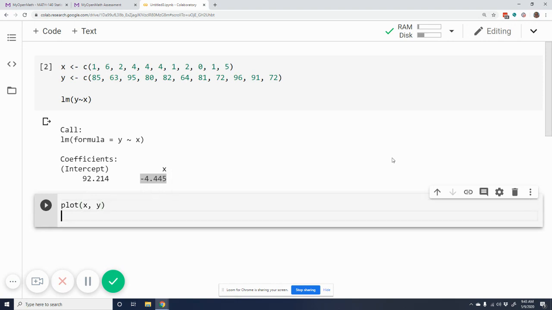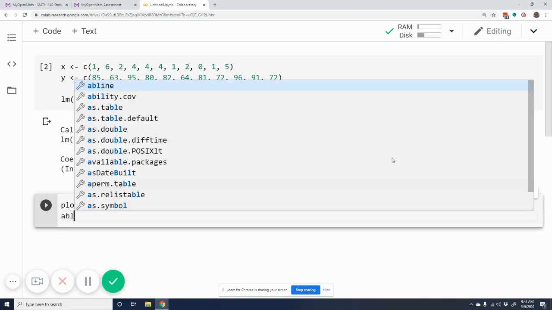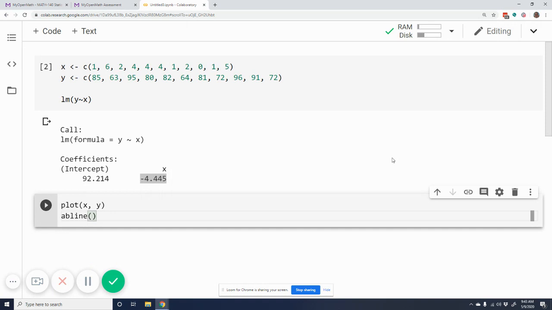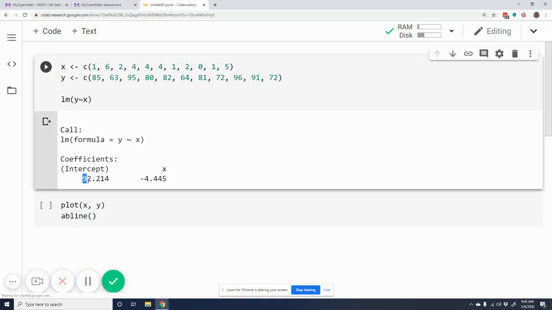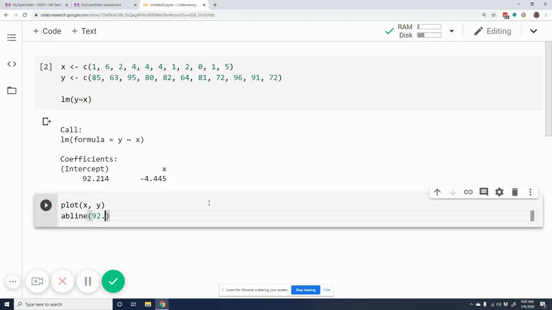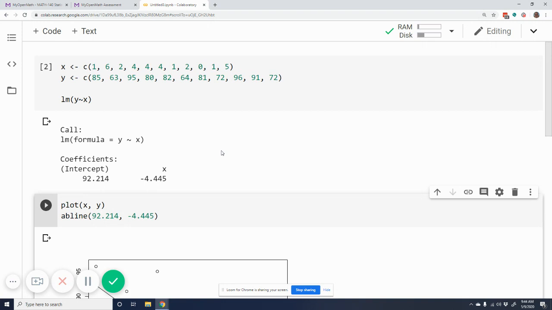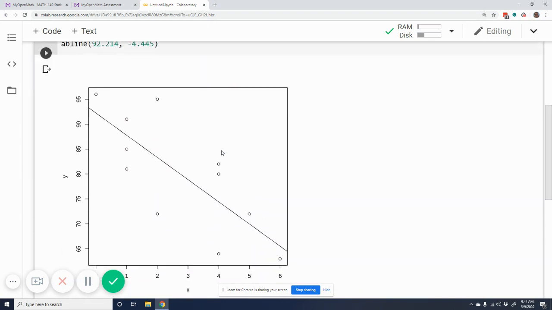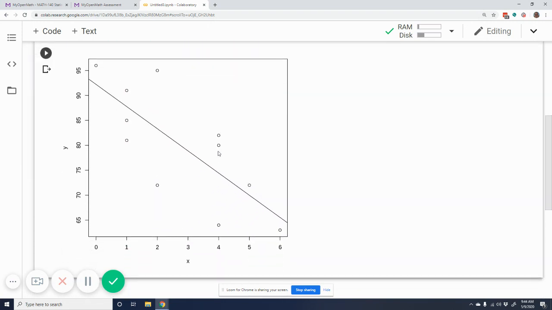And then together with that, I'm going to want a line. And so I use AB line, which plots a line given the Y-intercept value A and the slope B. So I'm just going to plug these two numbers in. So 92.214, comma, negative 4.445. Let's run that. And we have our scatter plot and best fit line. So you can see the data scattered about, but the line does a pretty good job of kind of threading through it. So it does a pretty good job of fitting that data.